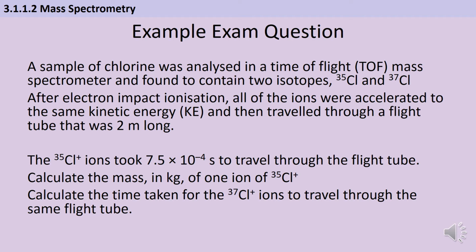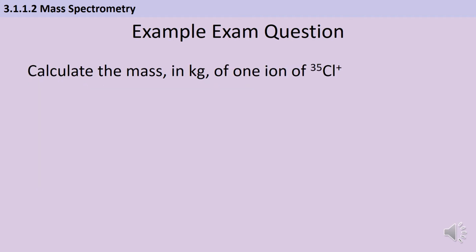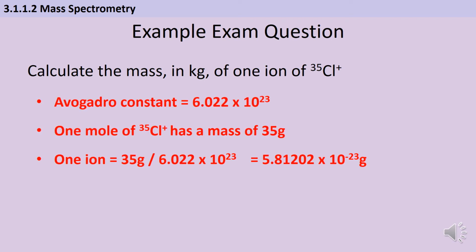So first part of the question, we need to calculate the mass in kilograms of 1 ion of 35 chlorine. And then once we've done that, we're going to calculate the amount of time it took for the 37 chlorine ions to travel through the same flight tube. So in the first part, we need to calculate the mass in kilograms of 1 ion. Obviously the mass of a mole of ions would be 35 grams. So I can use Avogadro's constant to work out that 1 ion should weigh that much in grams, but then I need to put it into kilograms, and remember there are 1,000 grams in a kilogram, so I end up with 5.81202 times 10 to the minus 26.